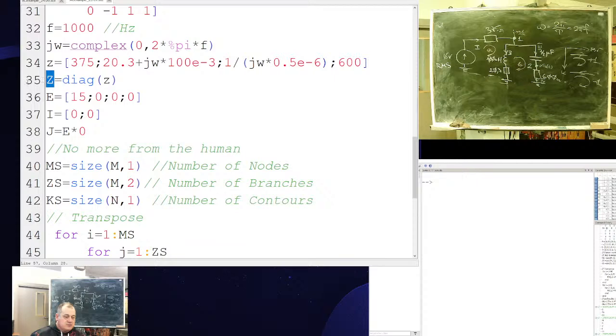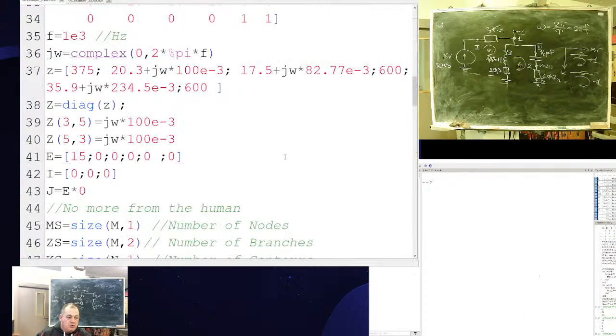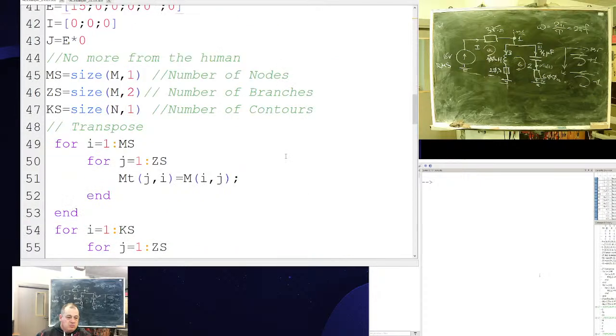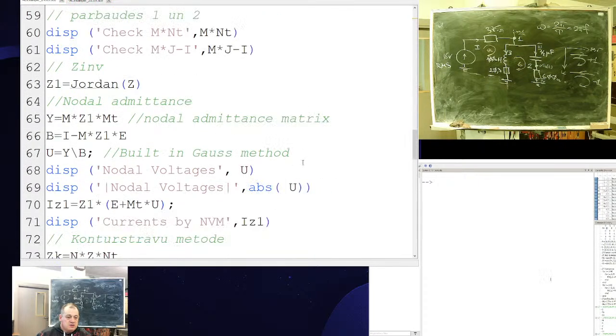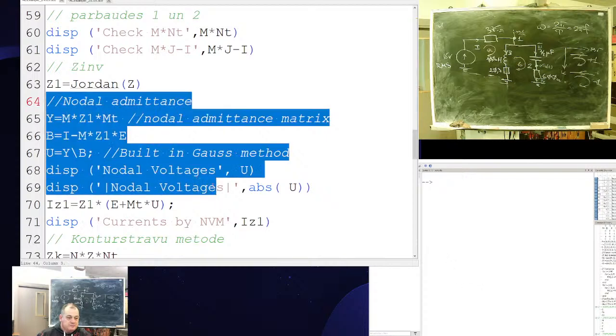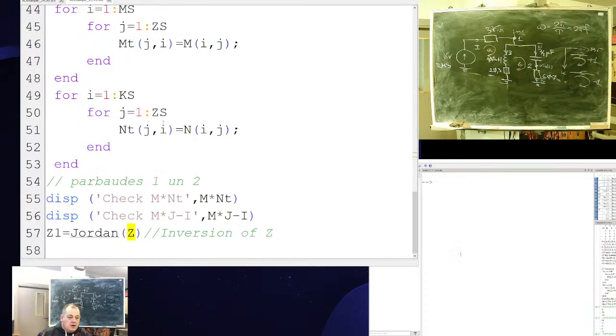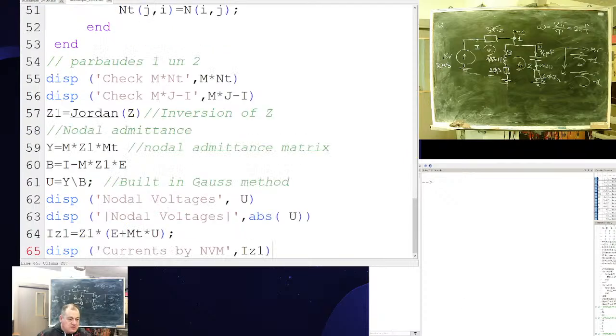Yeah, this is our resistance matrix. We need inversion of it. For what? I don't need this to do this thing. I will copy from myself yesterday. Inversion. Next one. I conduct the nodal admittance matrix.